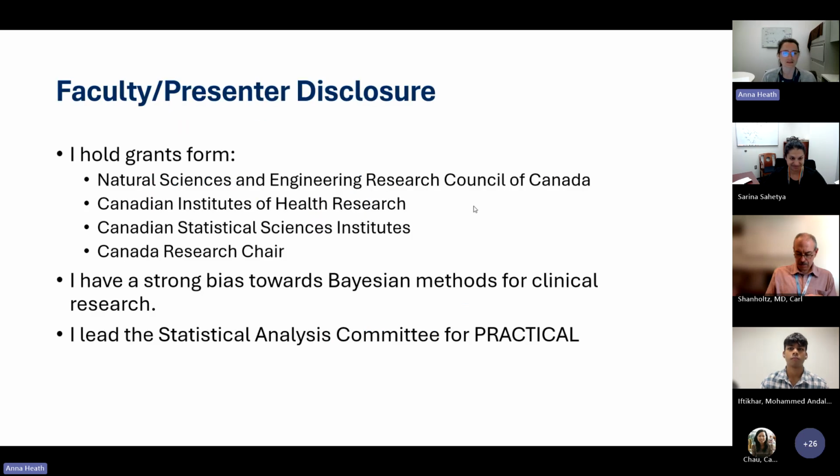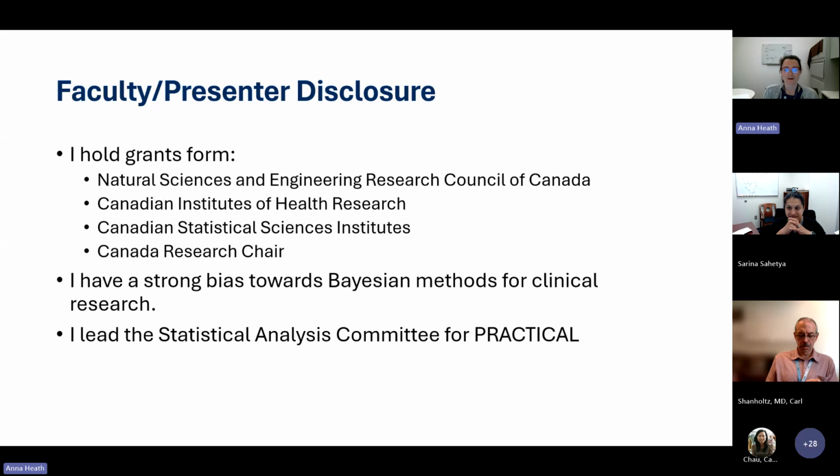Firstly, I have some disclosures. I don't have any industry disclosures. I hold grants from these various research councils. I have a strong bias towards Bayesian methods for clinical research. So I'm going to be talking about Bayesian methods for platform trials. There are non-Bayesian methods for platform trials, but I don't understand them, so I won't be talking about that. And as Sarina said, I lead the Statistical Analysis Committee for Practical. So while the methods that I'm going to be talking about are more general, the examples that I'm going to be talking about will come from Practical. But that's just because they're the ones that I had at my fingertips.